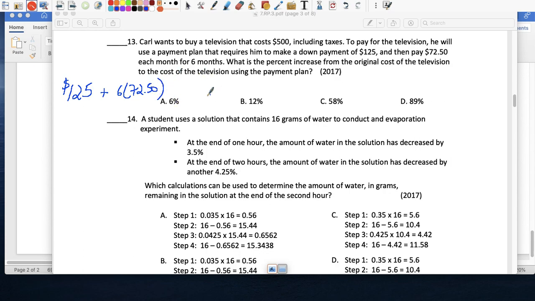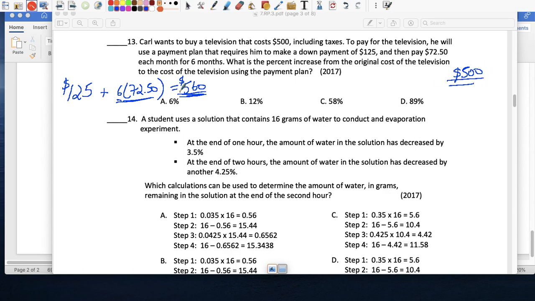Right. So if he does that, let's see how much he ends up paying. Well, let's multiply those two first. 6 times $72.50. Enter. That's $435 plus $125. He ends up paying $560. Why? Because the store charged him interest, right? They're not going to let you pay in monthly installments for no interest, right? Unless you came in and paid cash and said, hey, I have $500, take your $500, and I take the TV.